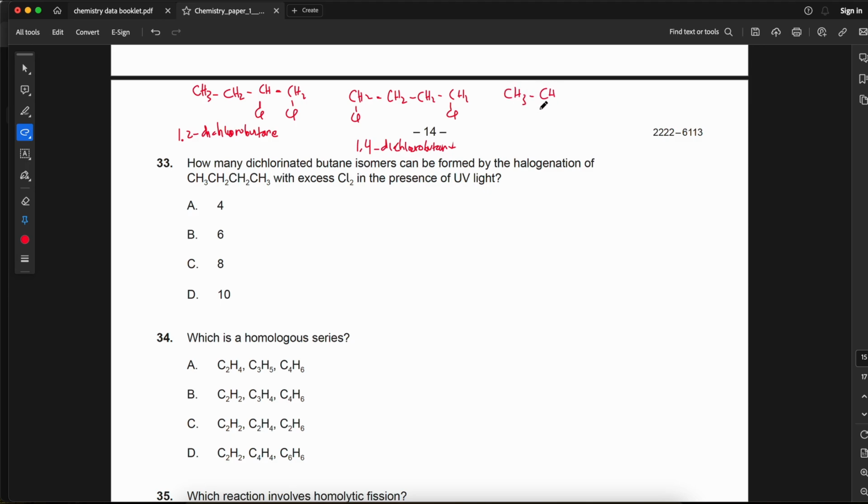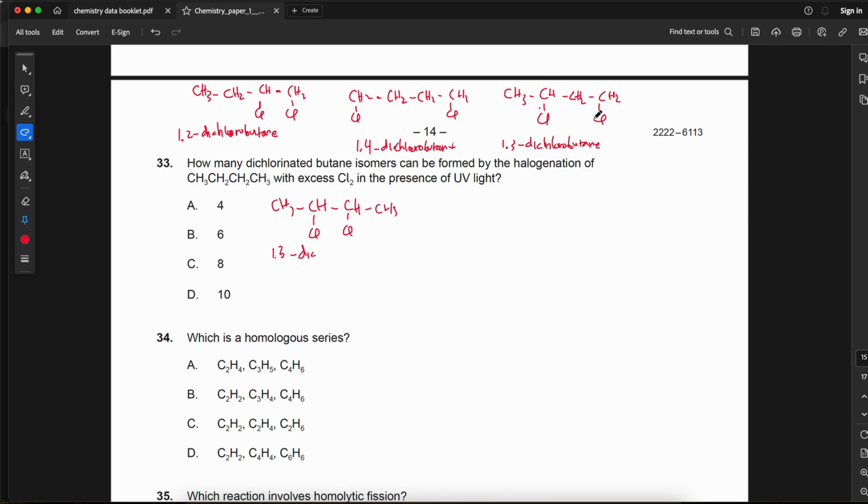And the third one, CH3CH, and then Cl, CH2CH2, and then Cl here. So that would be 1,3-dichlorobutane. And the fourth one would be CH3, CH, that would be here, and that will be here as well. And then CH3, different positions of Cl2. So 1,3.